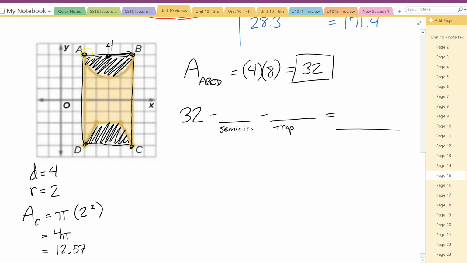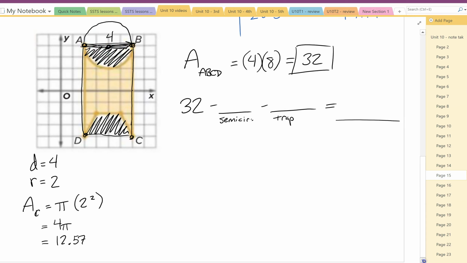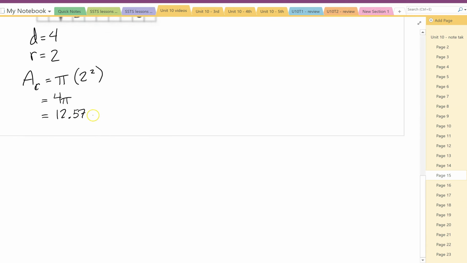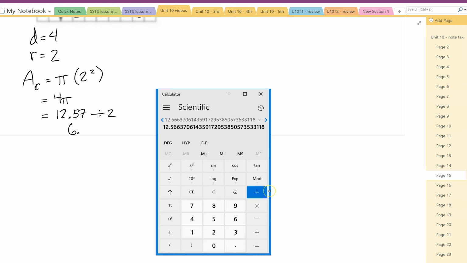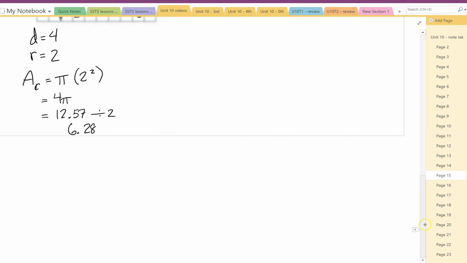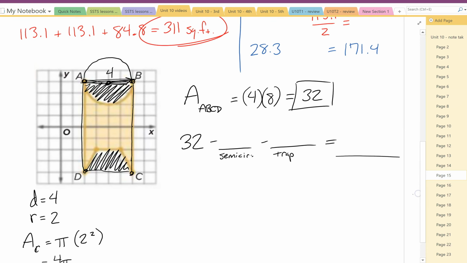But I don't want to know the area of the whole circle because I'm not cutting a whole circle out of this shape. I'm just cutting half of that circle out. So what I need to actually know is, what is that 12.57 divided by 2? It's going to be 6.28. So the area of the semicircle that I'm cutting out is 6.28. I didn't cut a whole circle out of here, I just cut out this half of a circle.